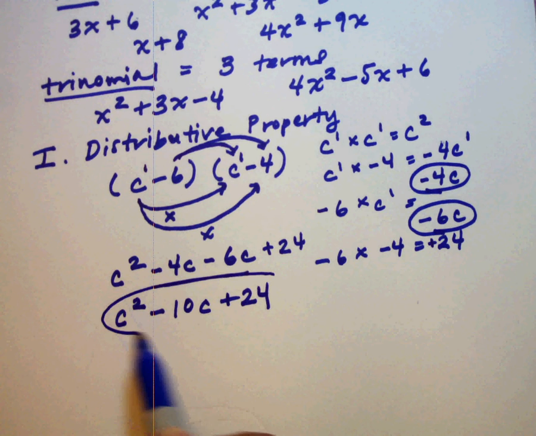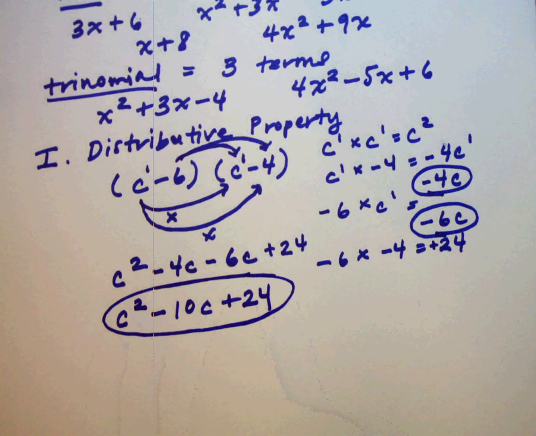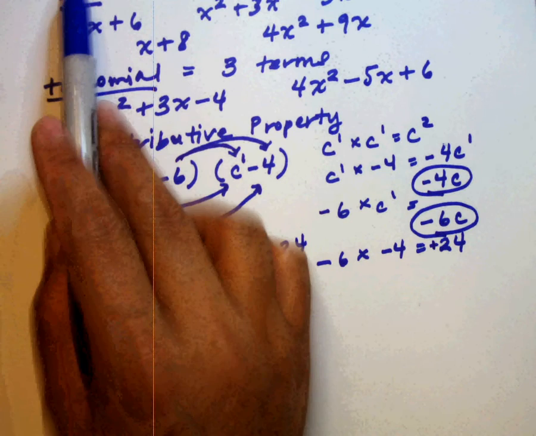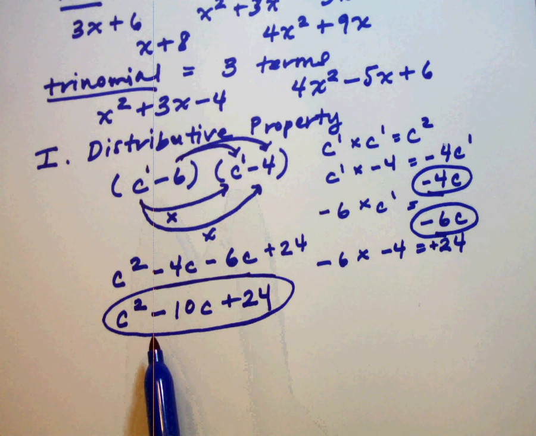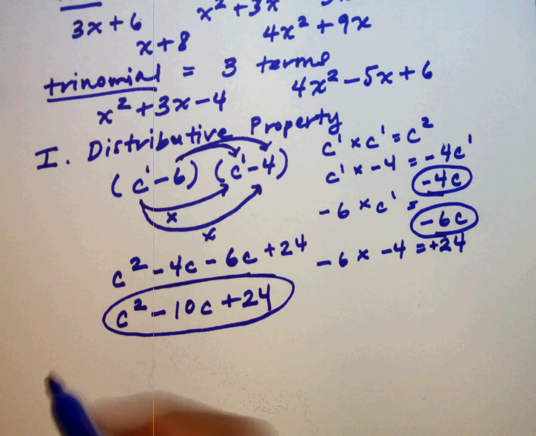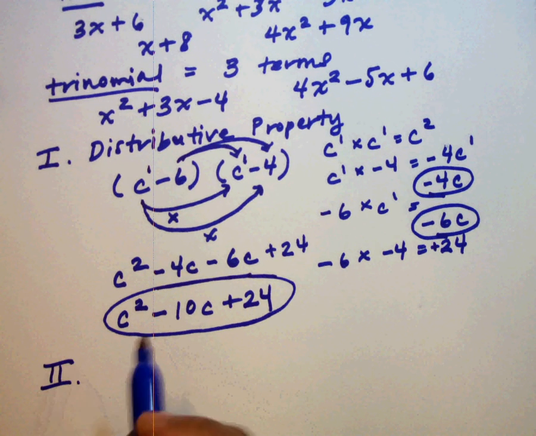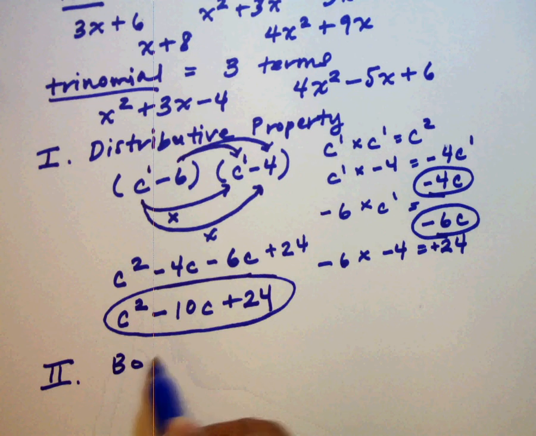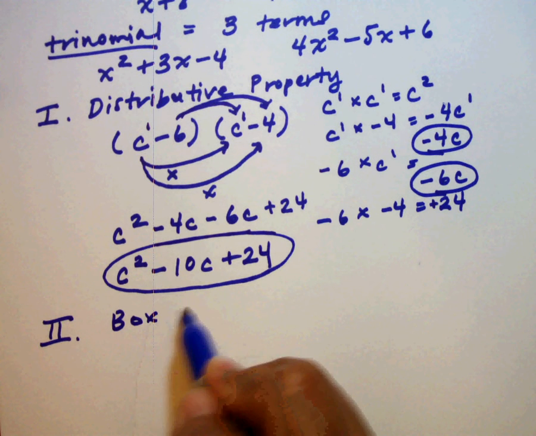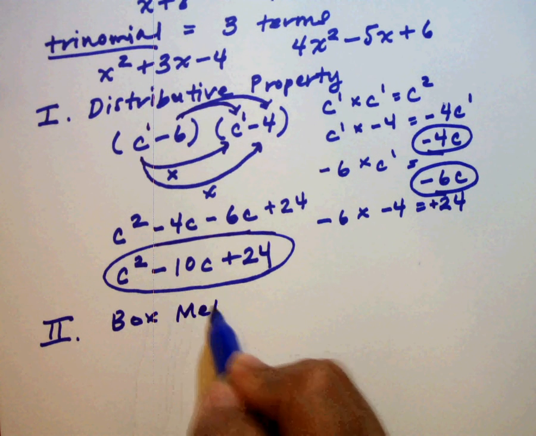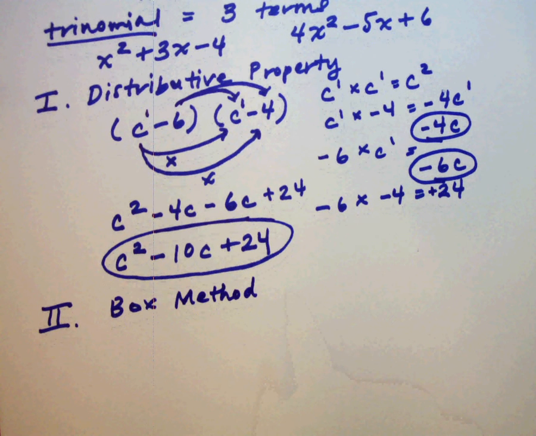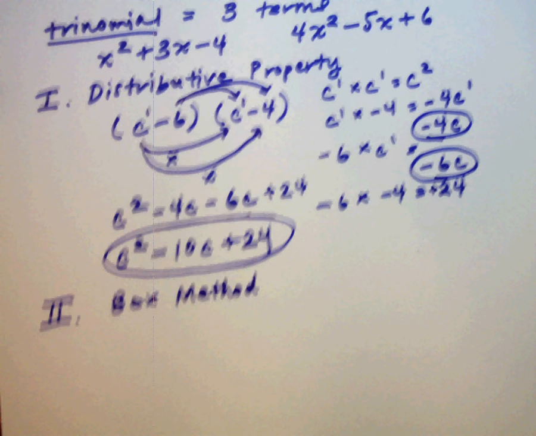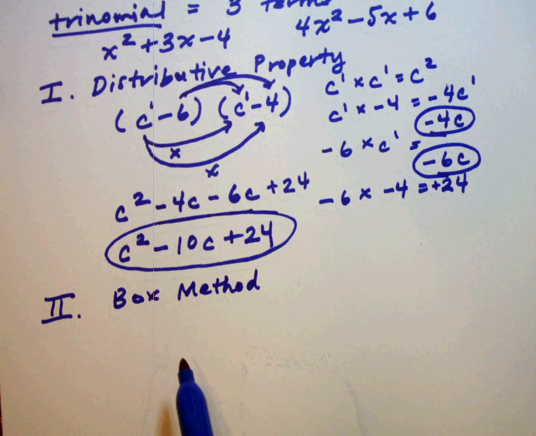Basically, when you're multiplying, you get an algebraic expression. But in this case, a binomial multiplied with a binomial will give you a trinomial. Another way you can do this is called the box method. Now think about the box method, it's just like Punnett squares. If you remember in science and biology, the box method is just like Punnett squares.